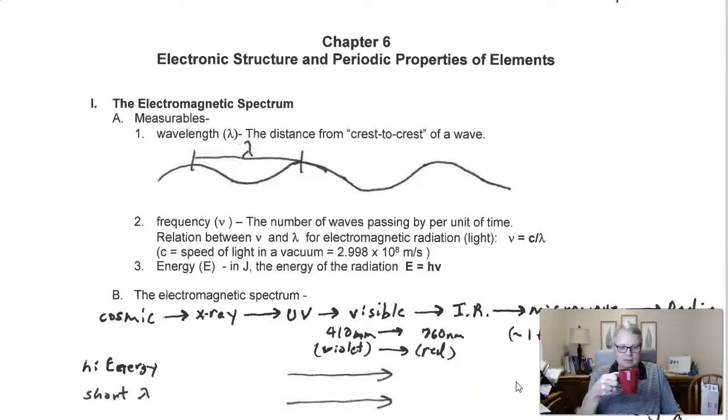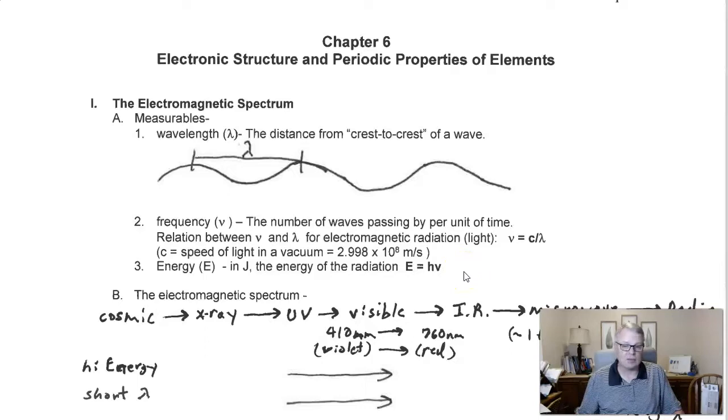So what's nu? C over lambda. Notice this is in meters per second, so that means my wavelength here is going to be in meters. My frequency will be in inverse seconds, or per second. This many waves passing by per second.